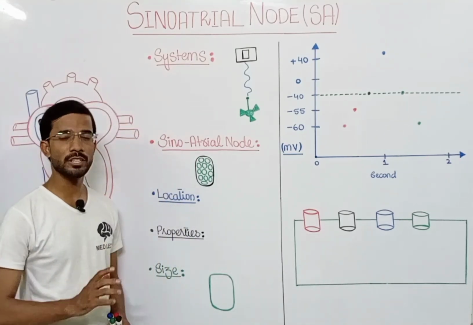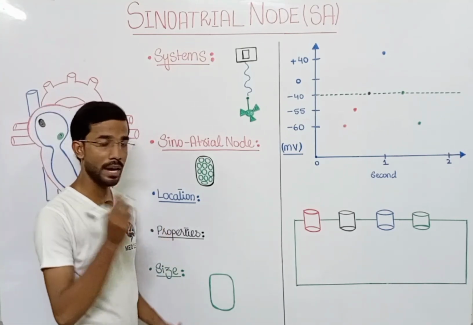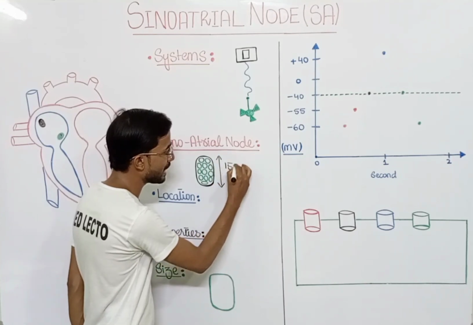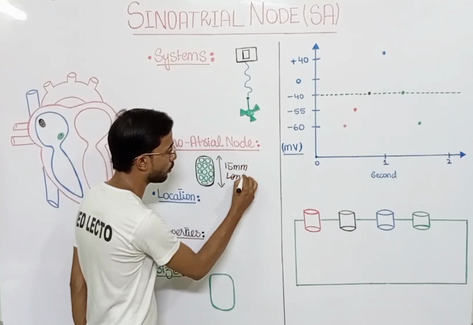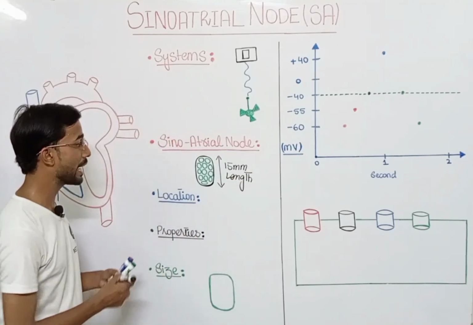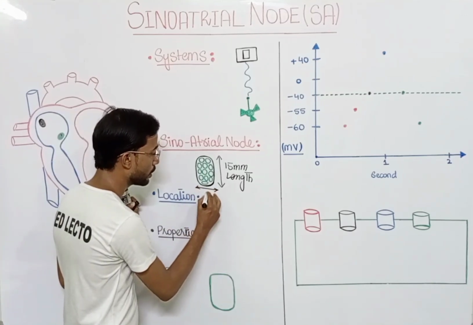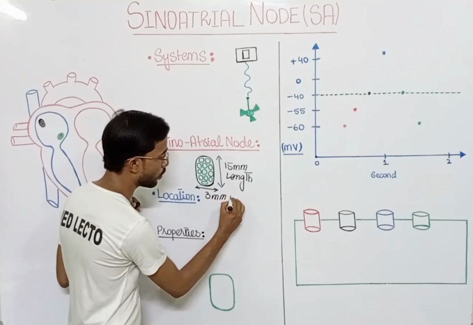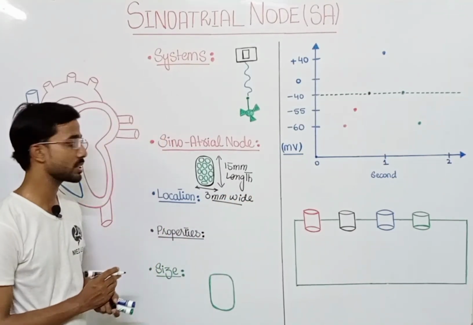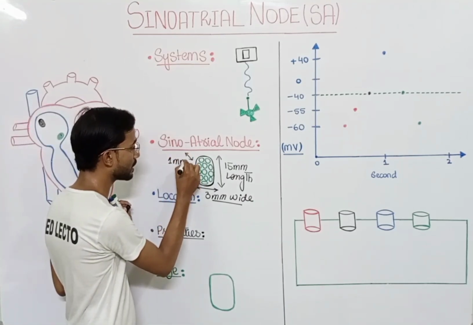If we see the size of the sinoatrial node, the length of the sinoatrial node is 15 millimeter. Okay. And the width of the sinoatrial node is 3 millimeter wide. And the thickness of the sinoatrial node is just 1 millimeter thick.